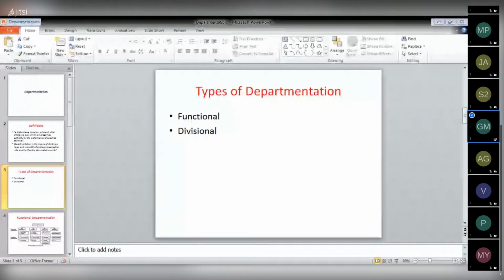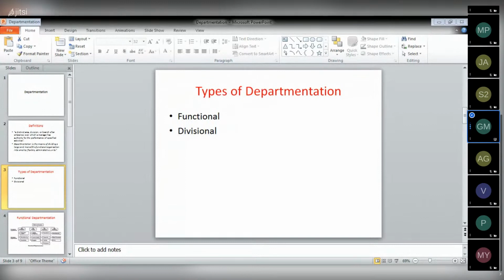And sometimes these functional departments will have sub departments. For example, if we take the production department, under the production department you will find purchases department, planning department, controlling department, manufacturing department, logistics department, sub departments. But all these departments are related to production.